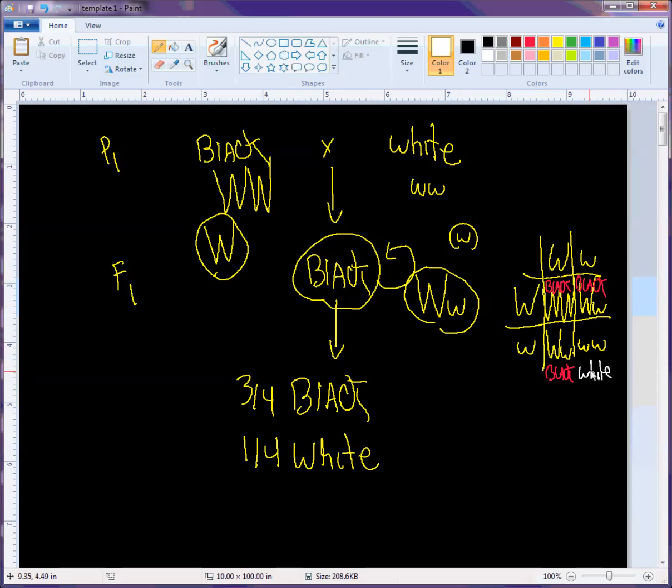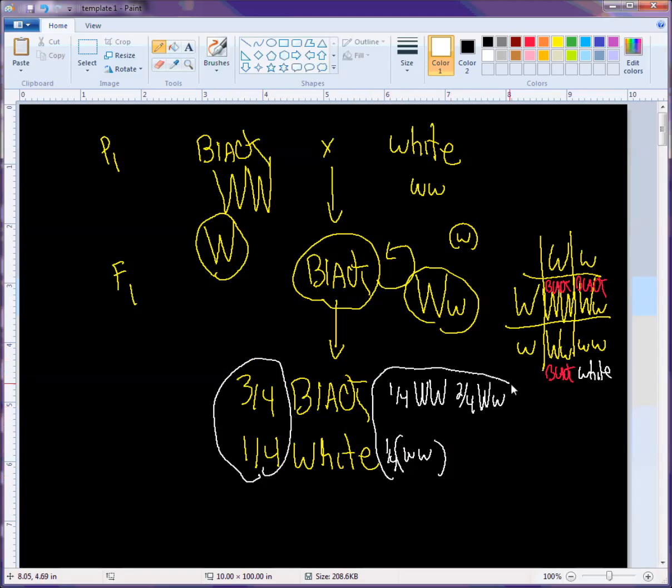So 3/4 black, 1/4 white, and we can put the genotypes here. 1/4 is going to be two big W's, and 2/4 are going to be a big W and a little w. Okay, and this is 1/4. So we have the phenotypic ratios and the genotypic ratios here.